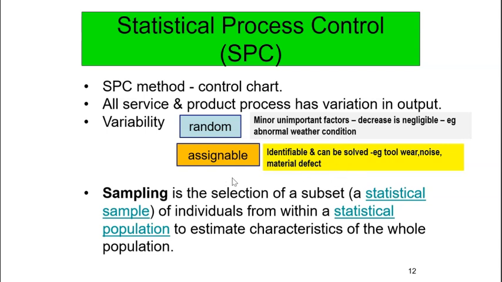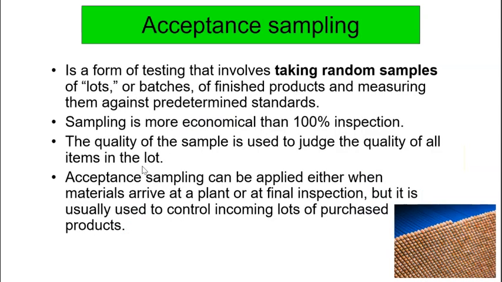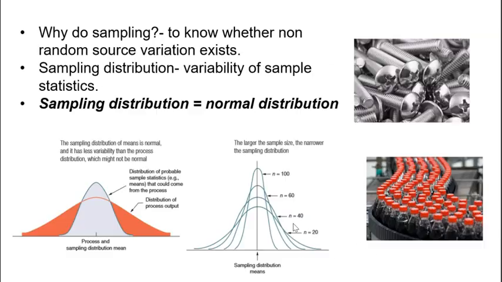And usually in quality assurance, we do sampling. Acceptance sampling is taking random samples of lots or batches. For example, if you are making pencils, it's hard to inspect each of the pencils, so we take some samples from each batch. By inspecting the samples, we can determine whether the whole batch has passed the QA and QC requirements.